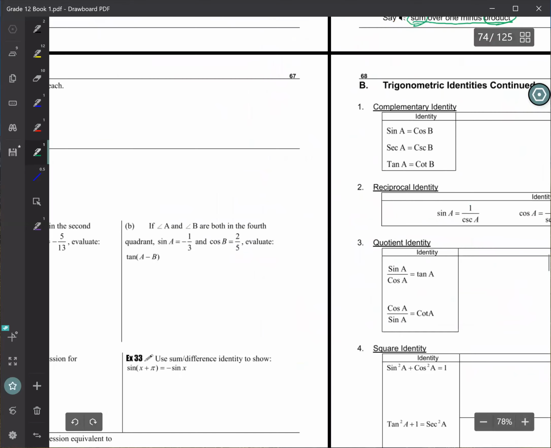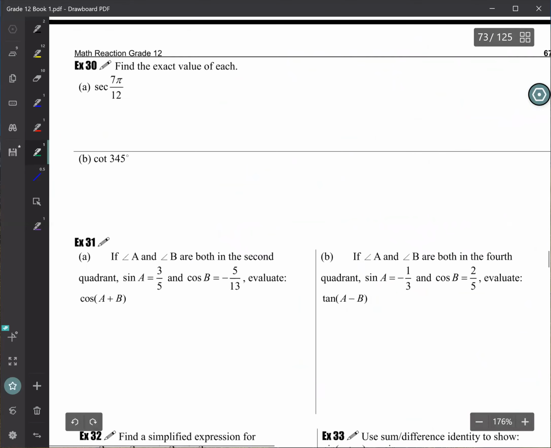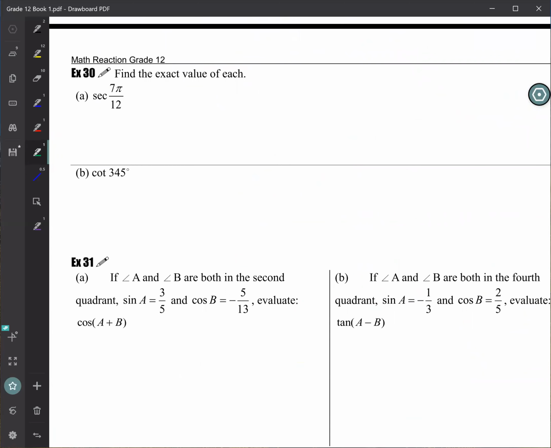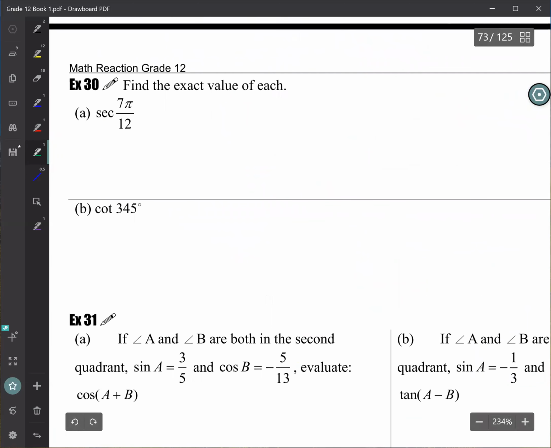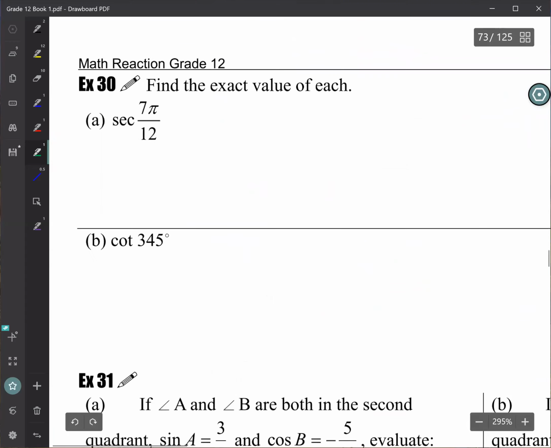All right, let's do another example here, because in your homework you will get something like this. You have a secant, and we still want to find the exact value, but you are given secant of 7 pi over 12. Any suggestion, any idea how to do this one? We don't have a formula for secant. What should we do then? How do we start? Which identity to use?